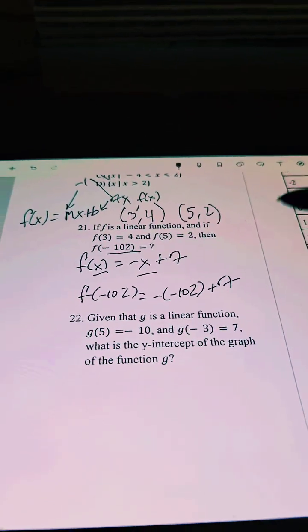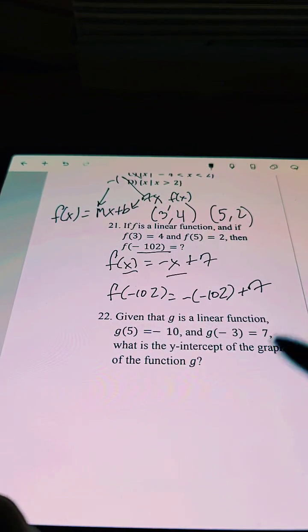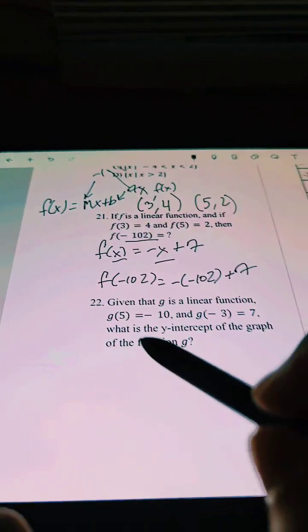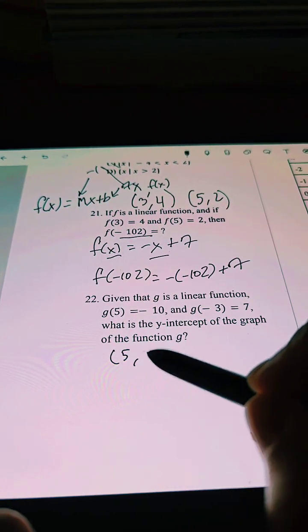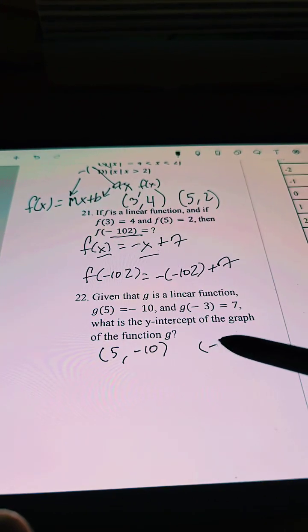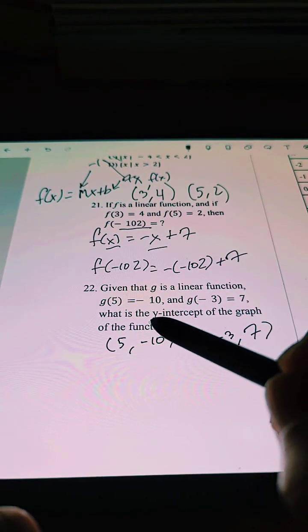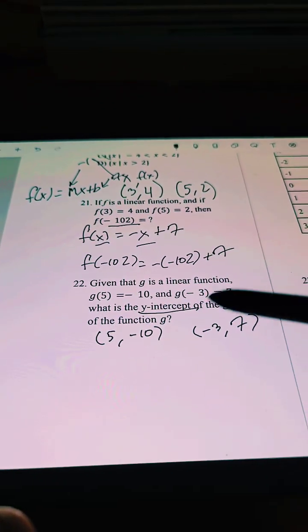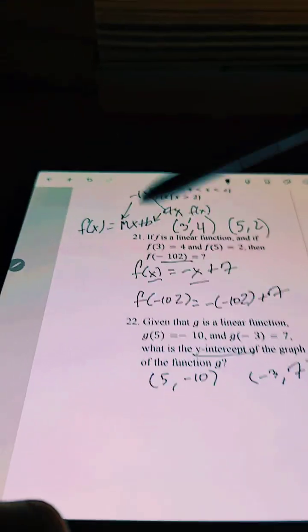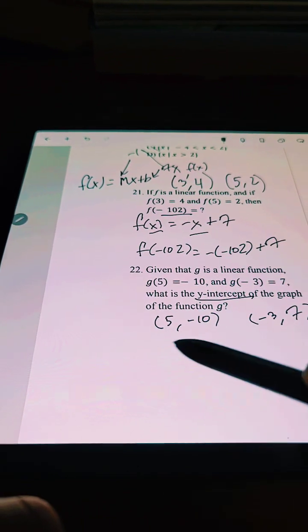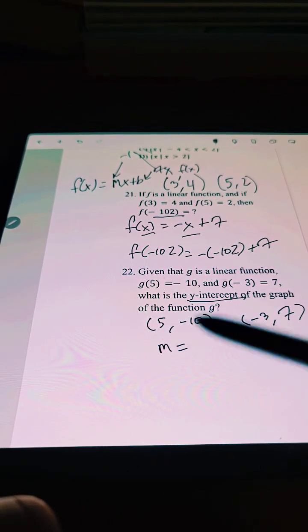Okay, so now let's go to number 22. Given that g is a linear function, we've been given 2 points. So let's write that down. Our 2 points are (5, -10) and (-3, 7), and we want to find the y-intercept. It's very similar to the problem before. It's a linear function, so let's start by finding the slope.